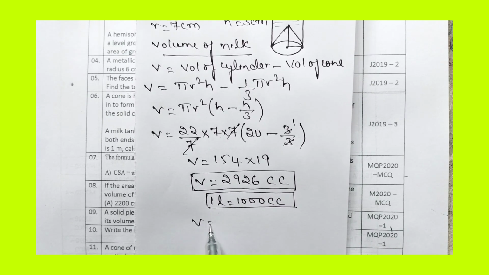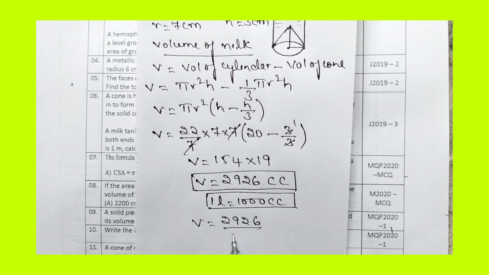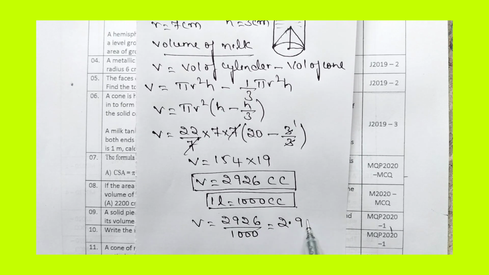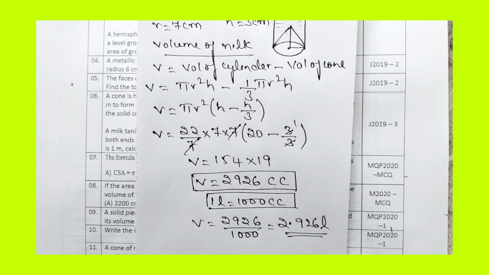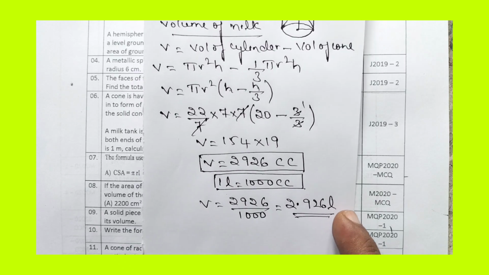So volume is equal to 2926 divided by 1000. If you divide by 1000, leaving 3 digits from this side, place the point: 1, 2, 3, here the point. So 2.926 liter. So this is the quantity of milk that can be stored in that vessel.